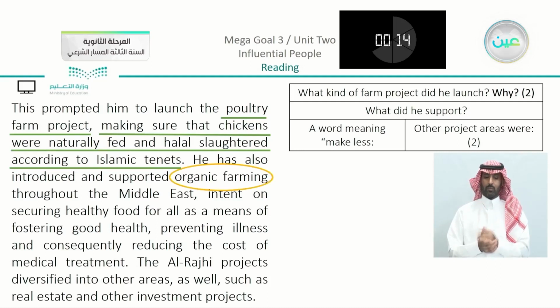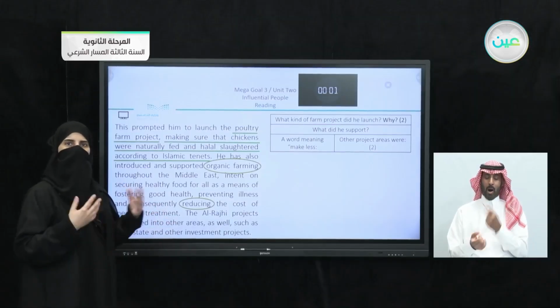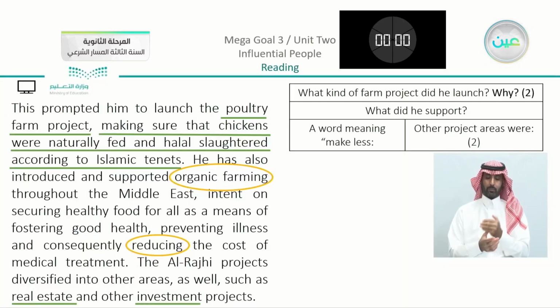We have here, what did he support? He supported organic farming, and the word meaning make less is reducing. And we have here other project areas. So now we know that there is Rajhi Bank, there is also Al-Wataniya, a farming and poultry project, and also we can see that he had real estate and other investment projects. Moving on.